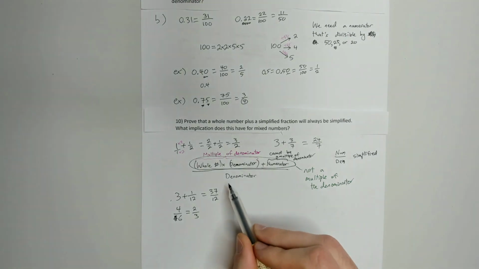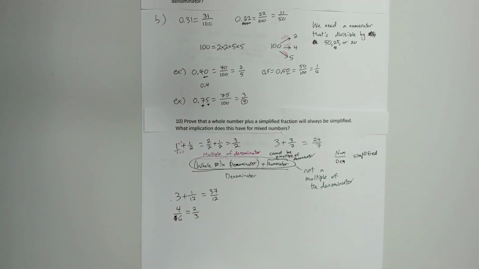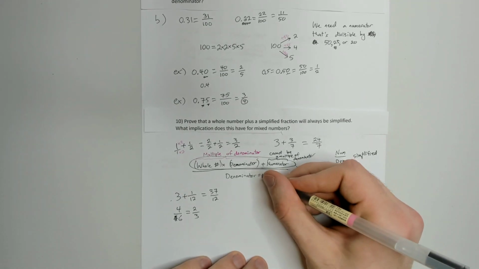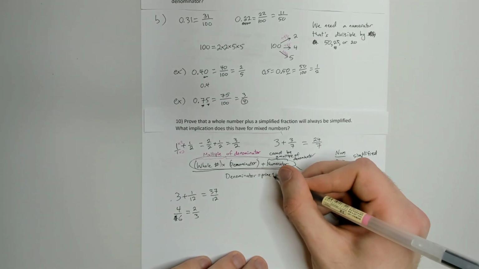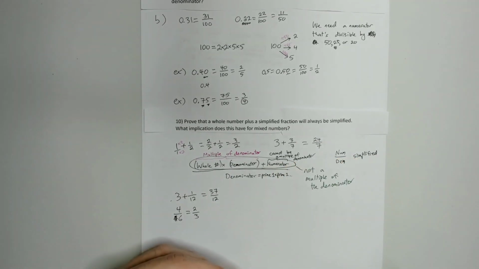So what we can do here is say this denominator has a prime factorization. Let's say it's prime number 1 times prime number 2, and so on and so forth. Maybe there are 10 different prime numbers that make up our denominator.